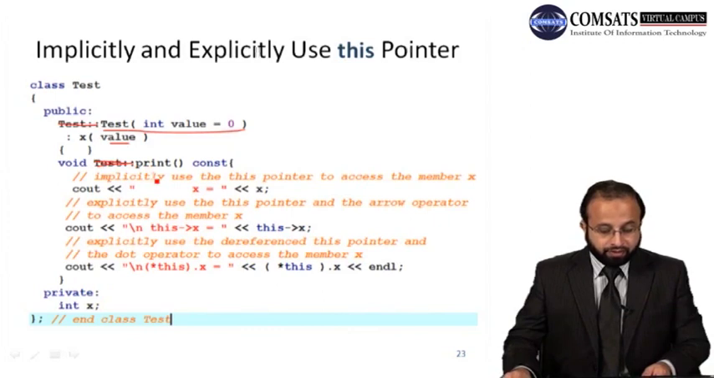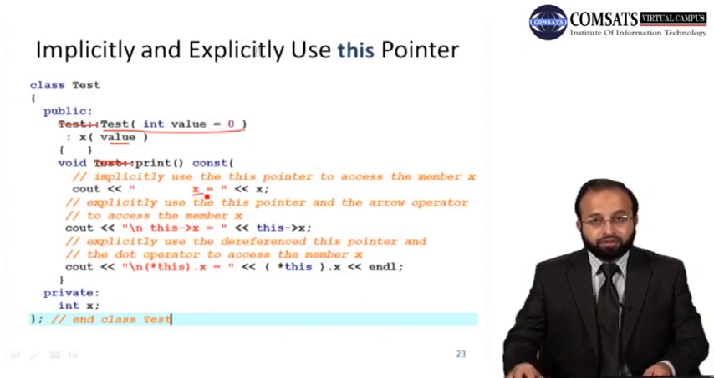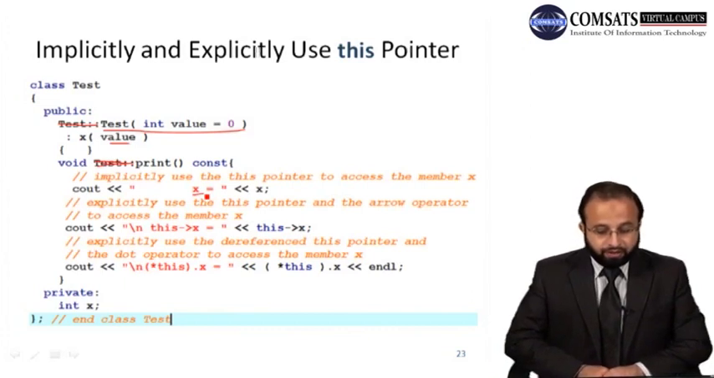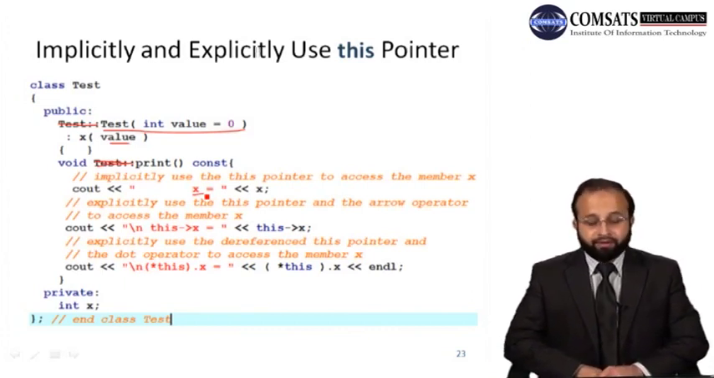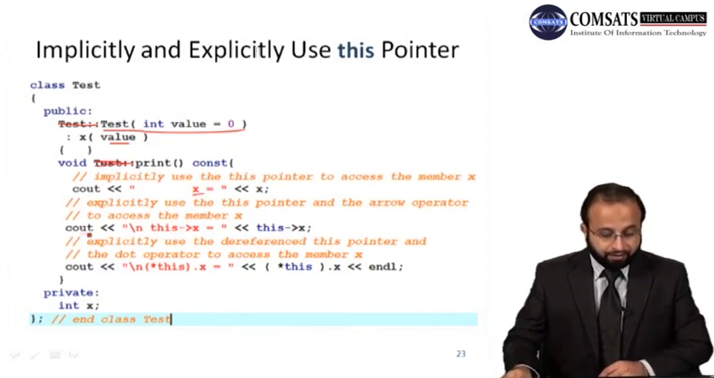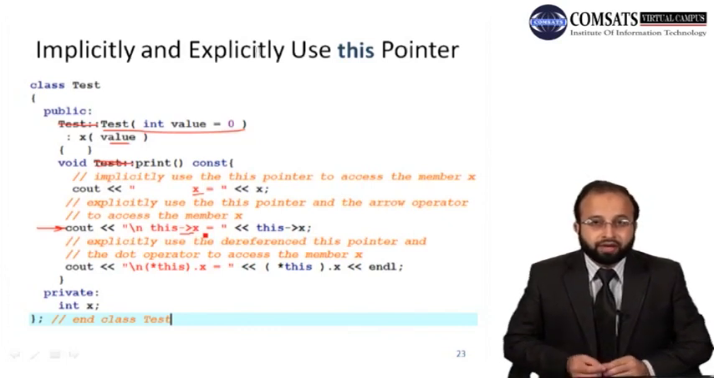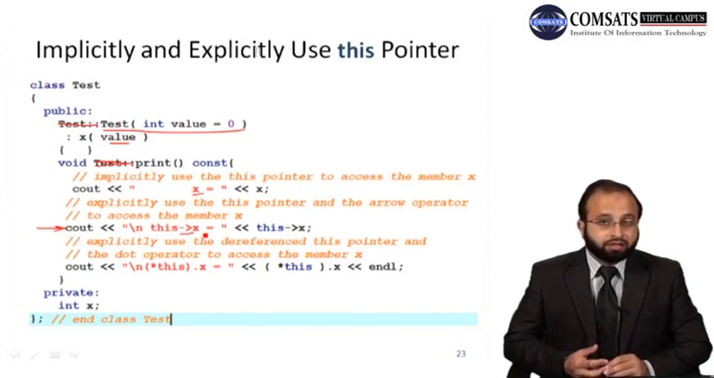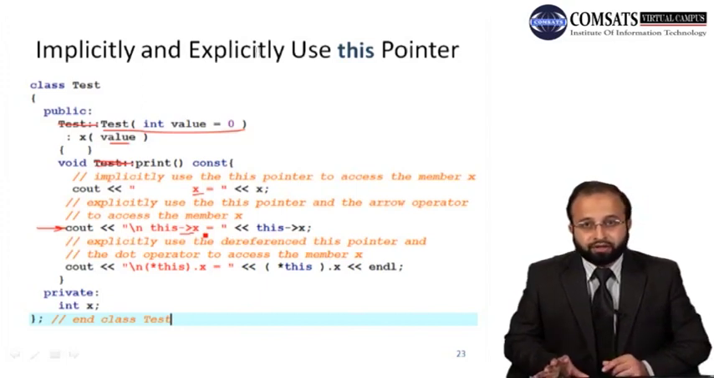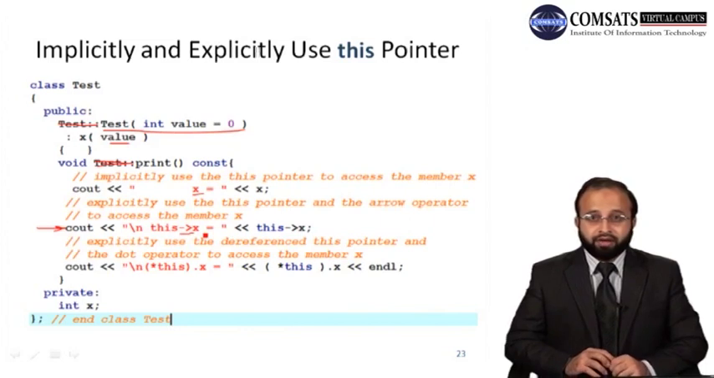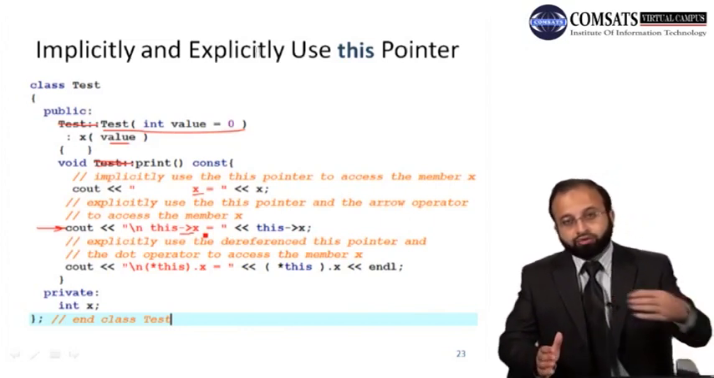Now in the print function, you will see that we are going to display the value of x over here. So that is the implicit use of this pointer to access the member x. Implicit means the compiler will use this pointer to access the value of the private data member. But in the second cout statement, we can write this arrow operator x. So when we write this, we get the address of the object, and then we can use the arrow operator to access the value. This is the same concept as if we have a pointer to a structure, right?